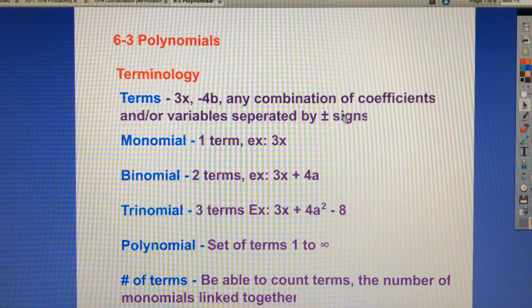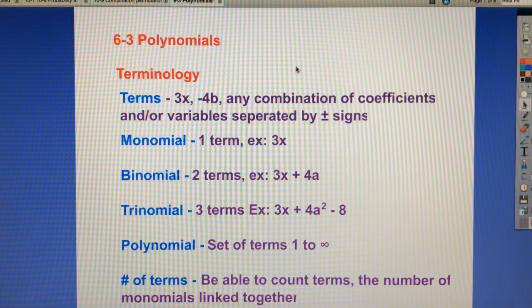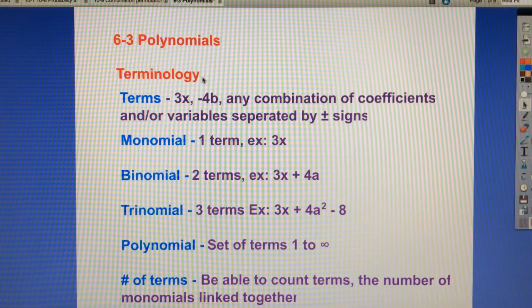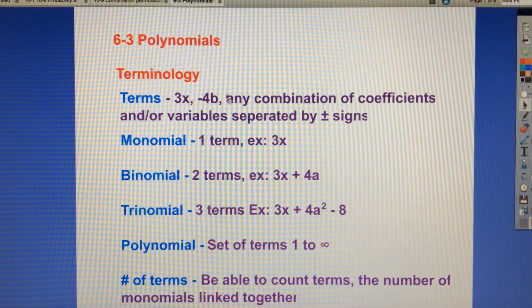Hi, let's take a look back a little bit at about 2 weeks ago when we did polynomials, section 6-3. Terminology, some vocabulary that we need to know.